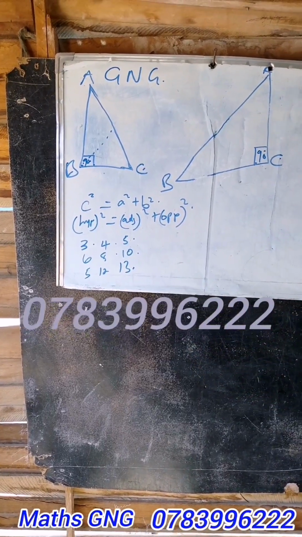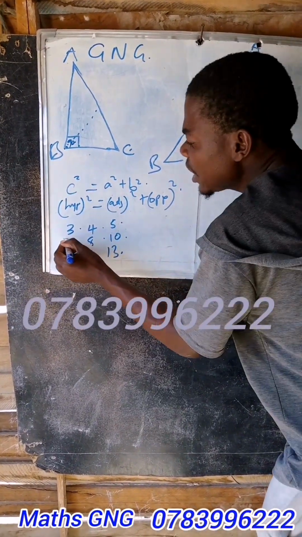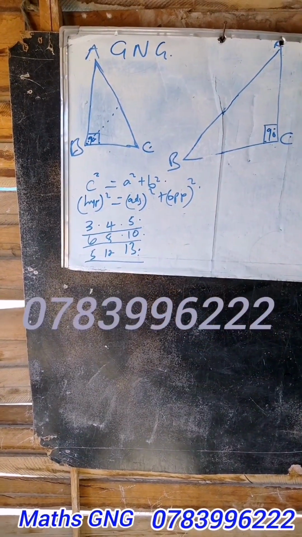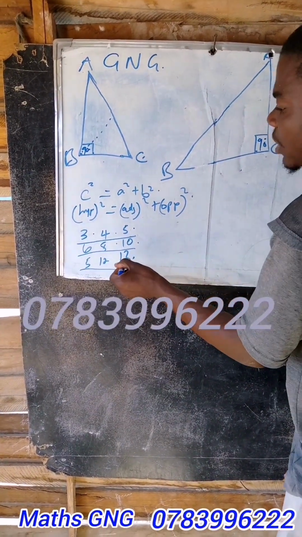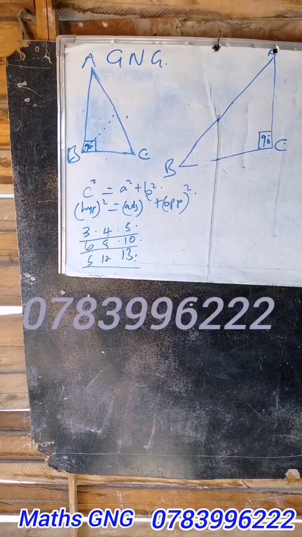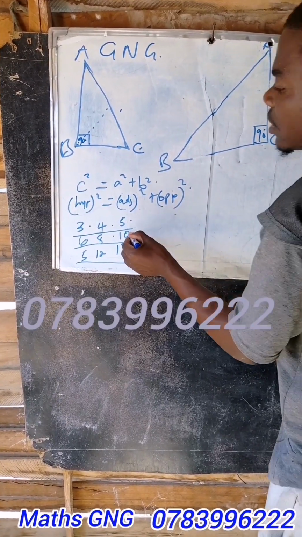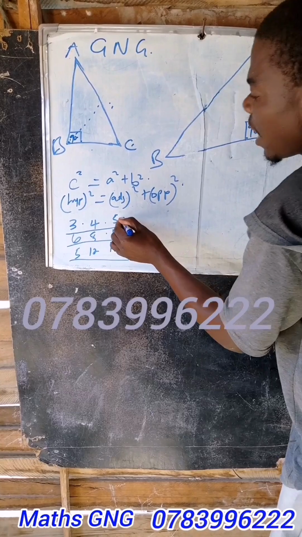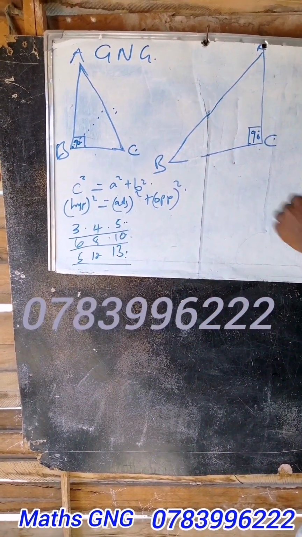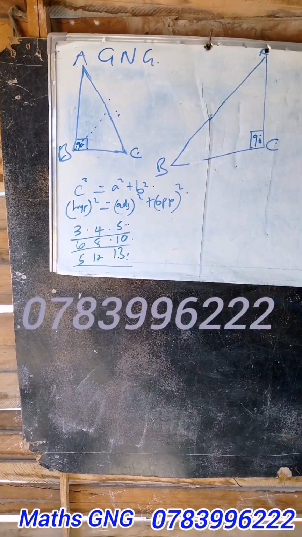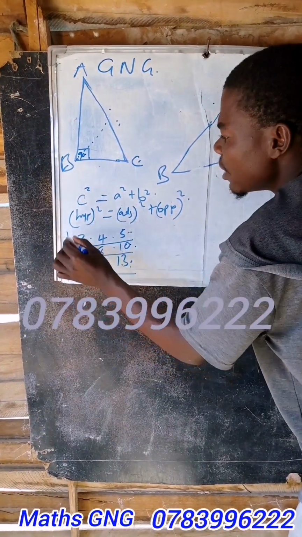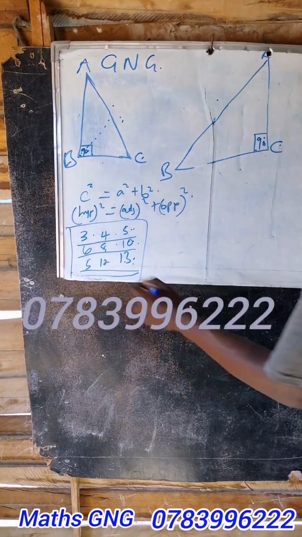So if you see, in each Pythagorean triple, there is the biggest number. 13 here is the biggest number, so this is the hypotenuse. 10 is the biggest number here, so it is the hypotenuse. 5 is the biggest number, so it is the hypotenuse even here. Right.